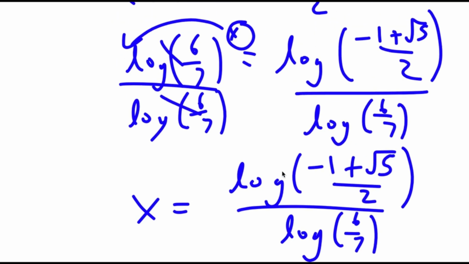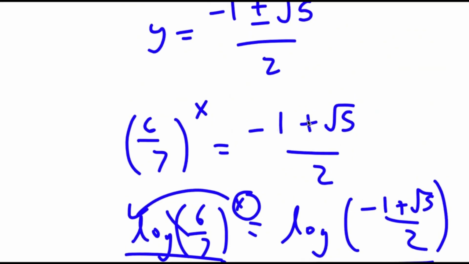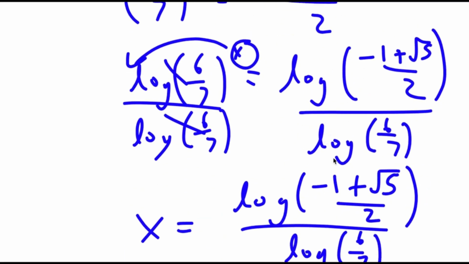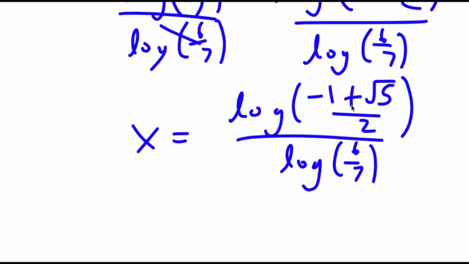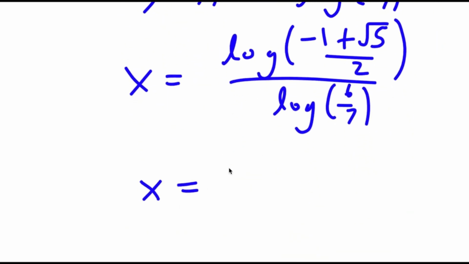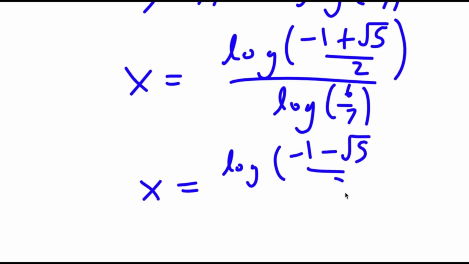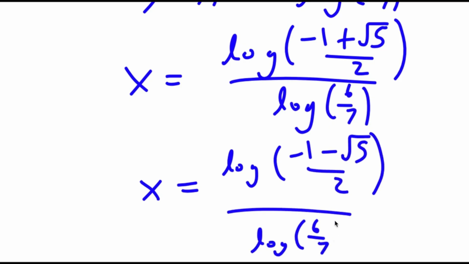Now, we can also do the same thing with negative 1 minus the square root of 5, but it would just be the same outcome, but instead of plus, this is going to be minus. So I also have x is equal to log of negative 1 minus the square root of 5 over 2 over log 6 over 7.